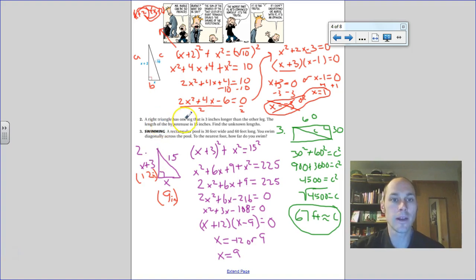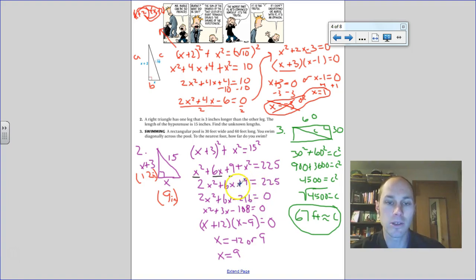So problem 2, we had the right triangle that's leg 3 inches longer than the other leg. So one of them is x, the other is x plus 3, and the hypotenuse is 15. To find the unknown lengths, these are the two legs, so x plus 3 squared plus x squared equals 15 squared. I multiply x plus 3 squared to get x squared plus 6x plus 9 plus the x squared equals 225. Combine my terms to get 2x squared plus 6x plus 9.